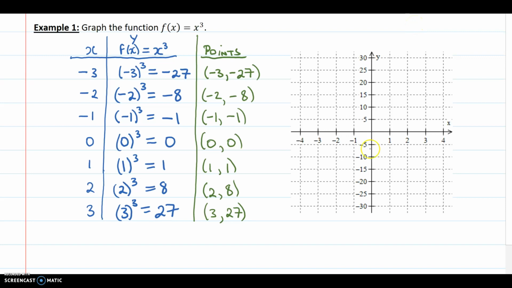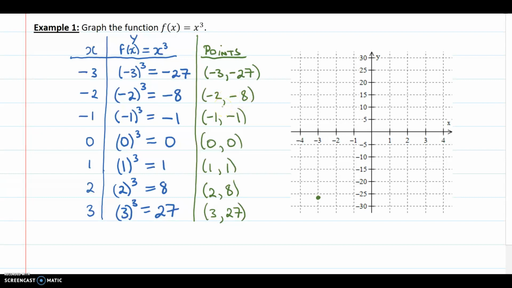And if you look, I've already put a scale on it. The x-axis is scaled in steps of 1, but the y-axis is scaled in steps of 5. So, the first point, negative 3, negative 27. So go over to negative 3 and down to roughly negative 27. Now 27 is going to be slightly less than halfway between negative 25 and negative 30. A little bit closer to the negative 25. So about there. And all we can do is our best at this point. All we can do is estimate the values.